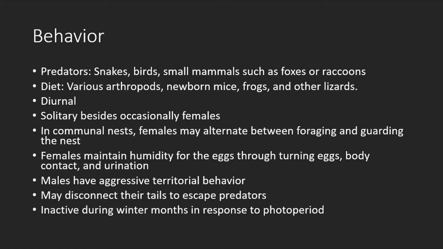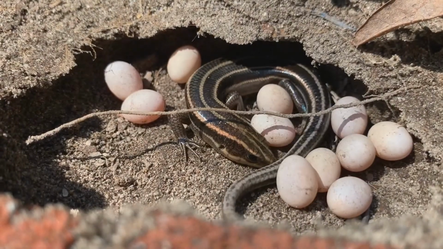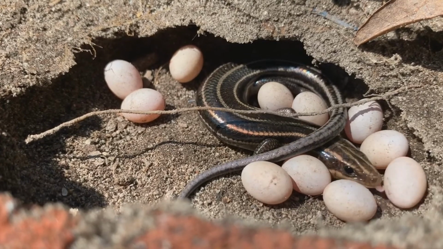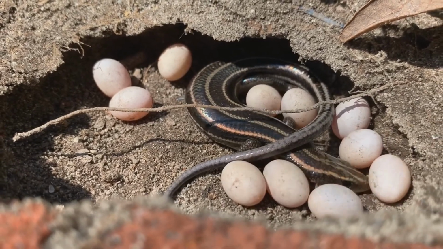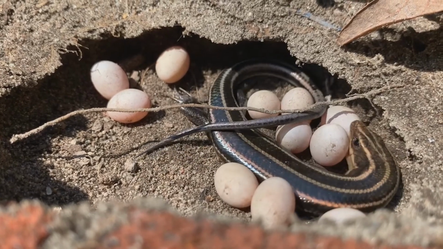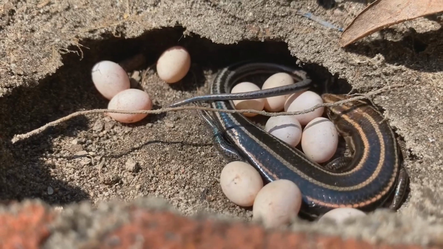This species is generally diurnal, though on hot days they're mostly active in the morning and evening times, so as to avoid overheating. This species is solitary, besides females sometimes laying clutches together. For a nest with one female, she must take time from defending and caring for the nest to forage or bask. But for communal nests, females may alternate between foraging and guarding the nest. This parental care ends around 1 to 2 days after hatchlings leave the nest.